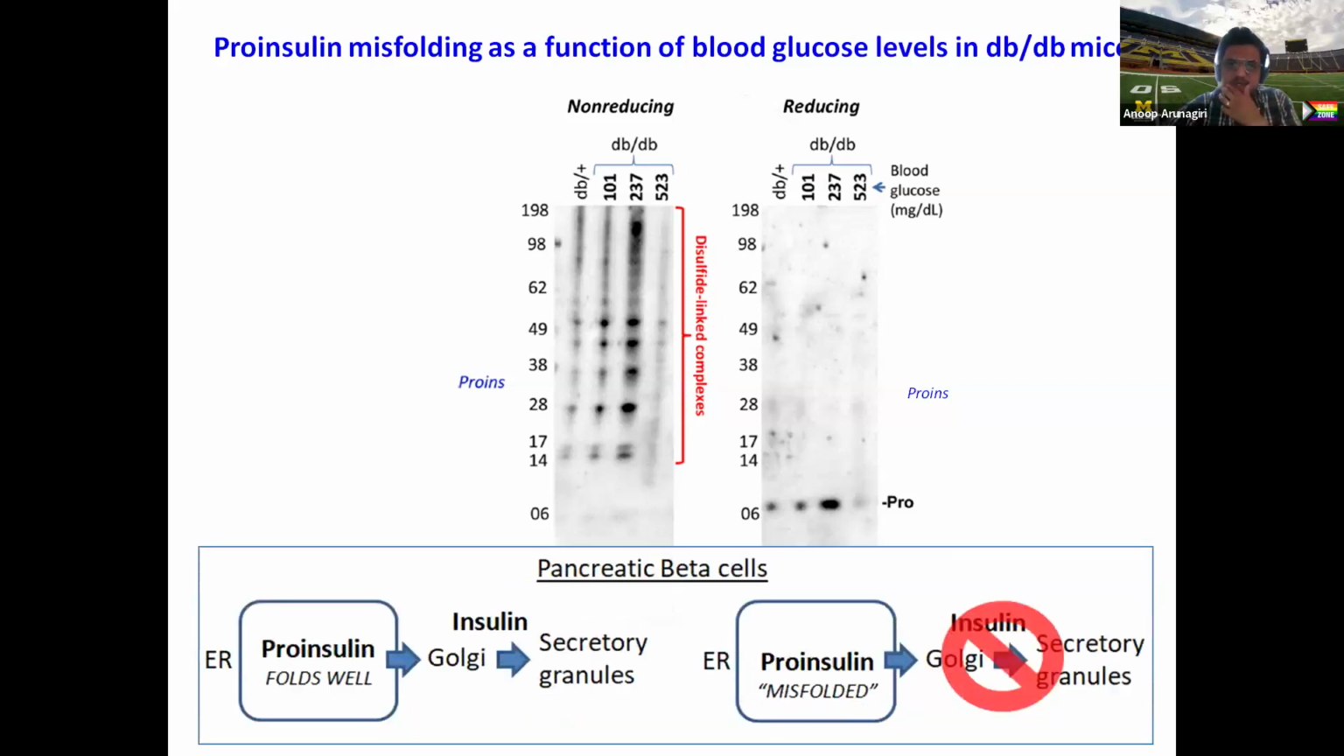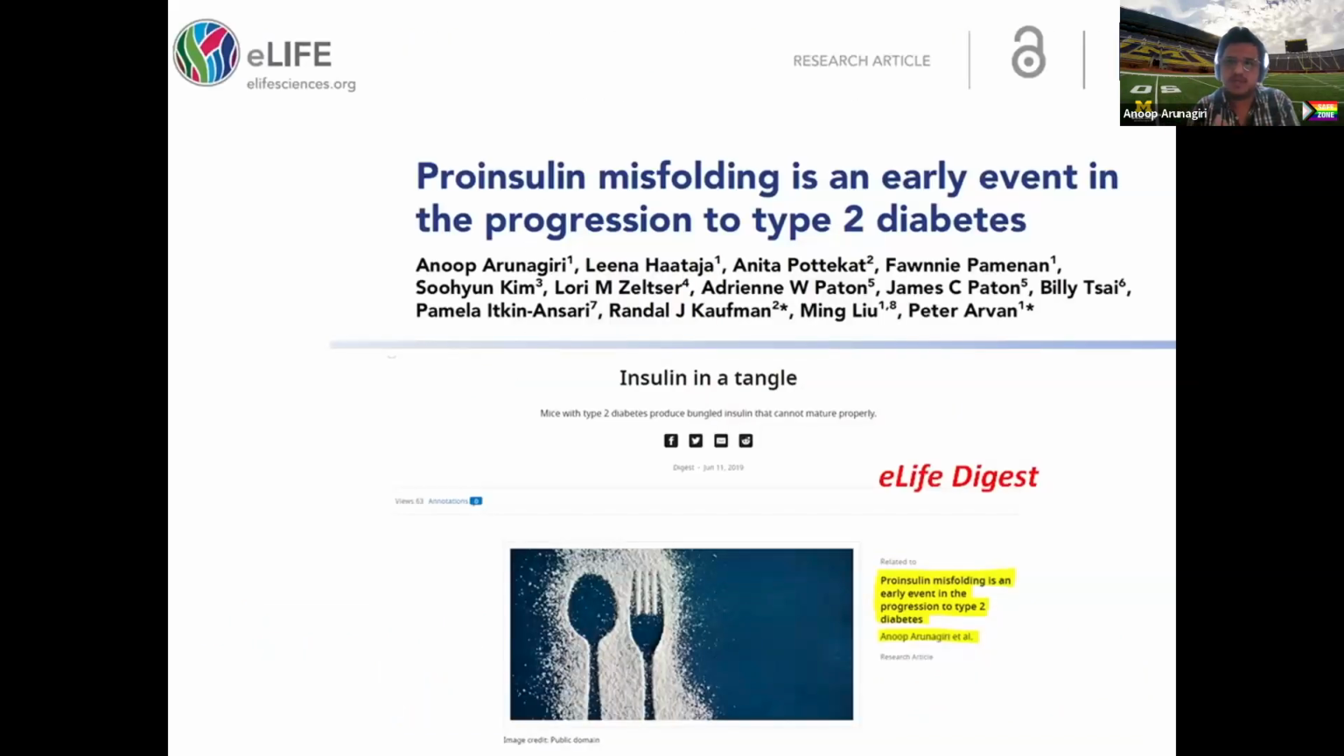So that again supports my cartoon. Misfolded proinsulin stays back in the ER, we just saw, and so insulin making is affected. Okay, so this part of the work was published in eLife in 2019. This attracted a lot of collaborations and many citations. If you're interested, please read this paper and get back to us with questions, ideas, suggestions.